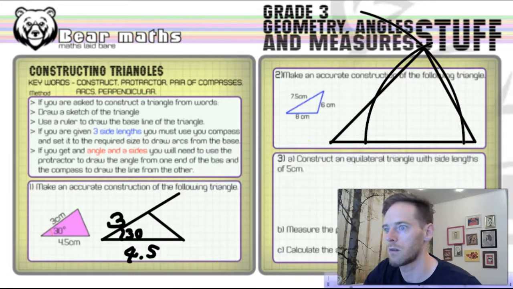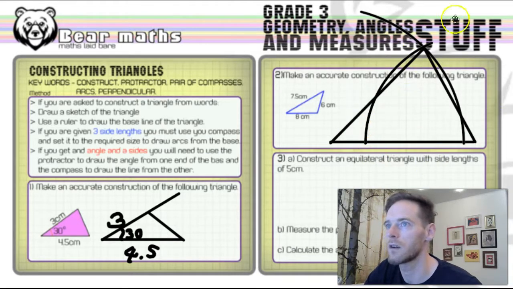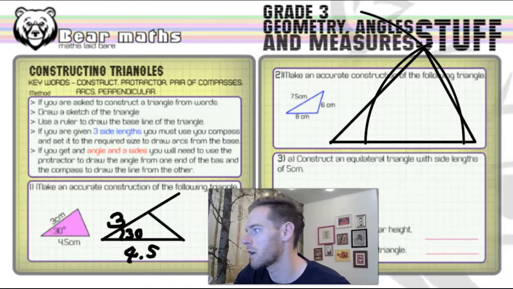Yes, so I'm just going to move that stuff out of the way, and then obviously you would just label it. I'm not going to bother labeling the sides either, because it just looks a bit messy. All right, so please make sure you do that yourself. You label the sides of your triangle that you've constructed. Right, now let's have a little look at the third and final question.